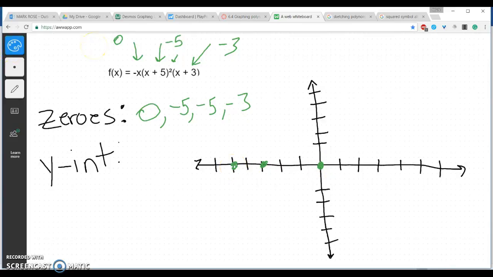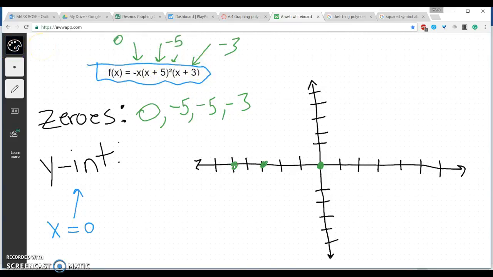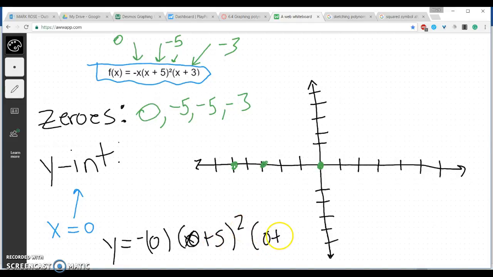The next thing we're going to do is find the y-intercept. Hopefully you remember from before that the y-intercept means that x equals 0. So I'm going to take this equation and plug in 0 for x. So I'm going to have y equals 0 times (0 plus 5) squared, and then (0 plus 3).